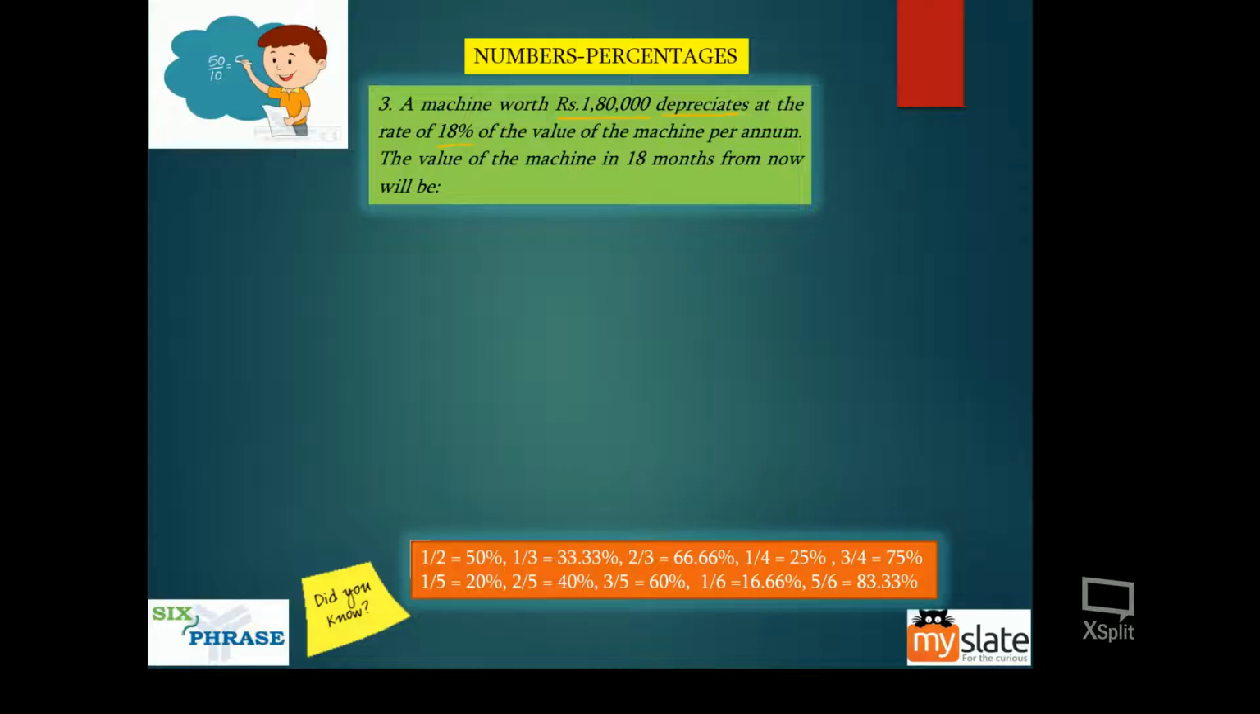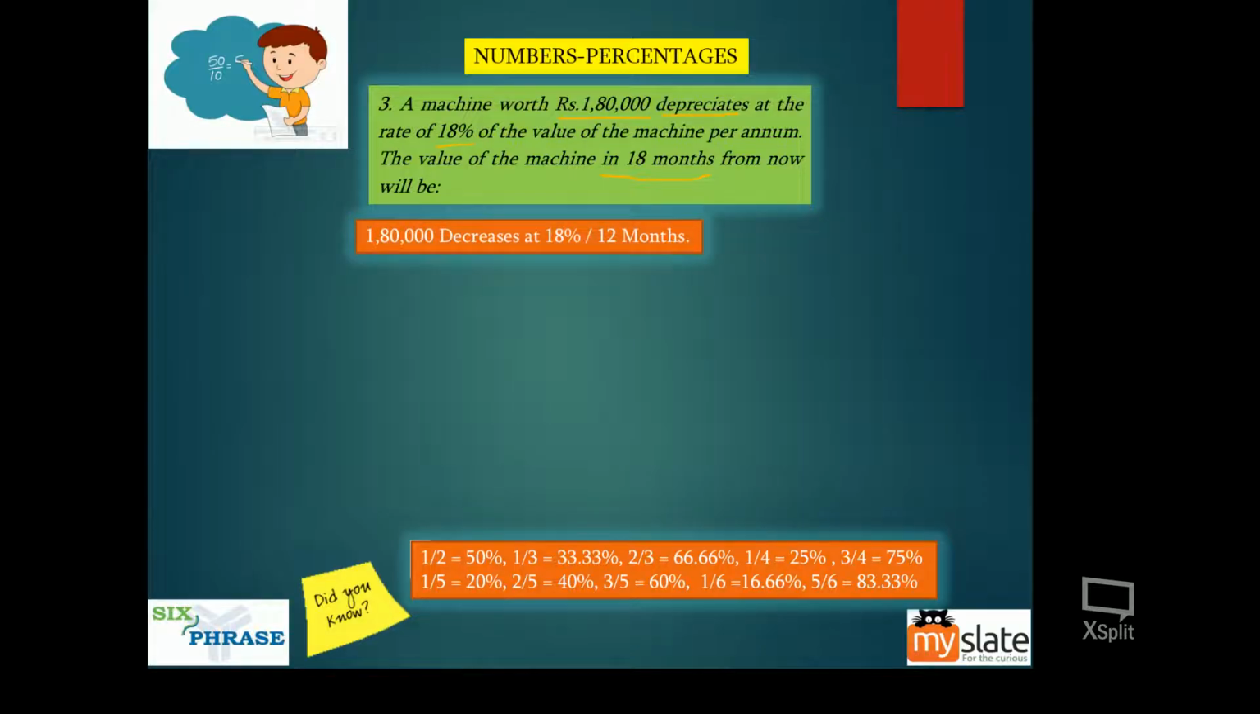Now, the value of the machine in 18 months from now will be what? They are not asking in 1 year, they are asking after 1.5 years, what will be the value of the machine. Now there is a common mistake that people make, that I want to point out so that you don't make the same mistake. You understood the question. 1,80,000 decreases at the rate of 18% for a year. In 1 year, it will reduce 18%. In 1.5 years, how much will it reduce, or what will be the worth of the machine? That is what they are asking.